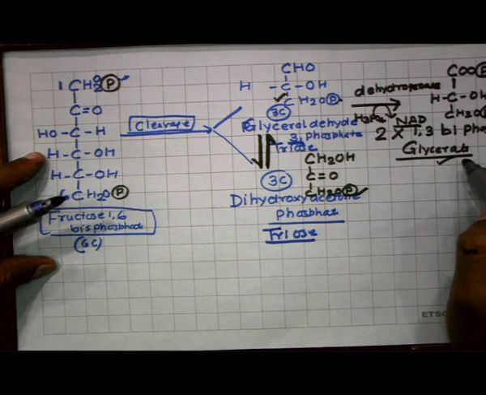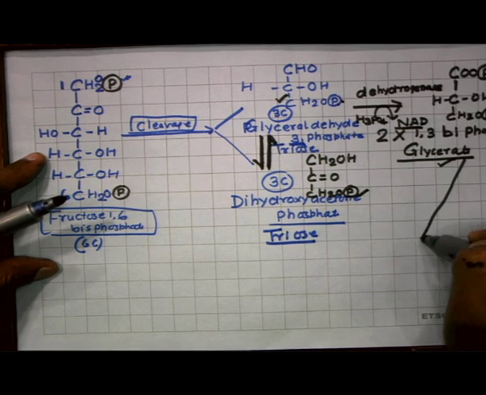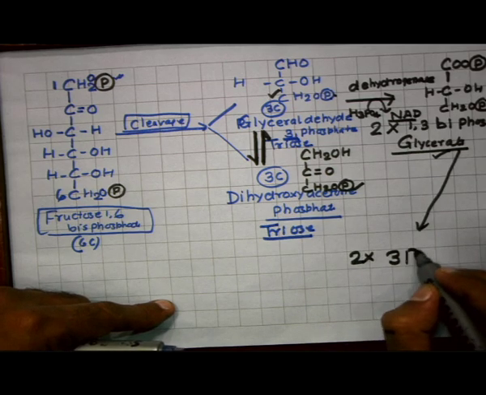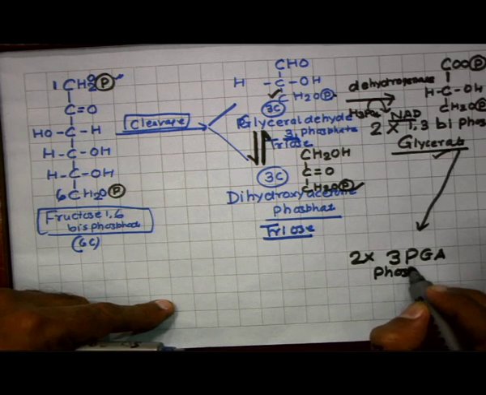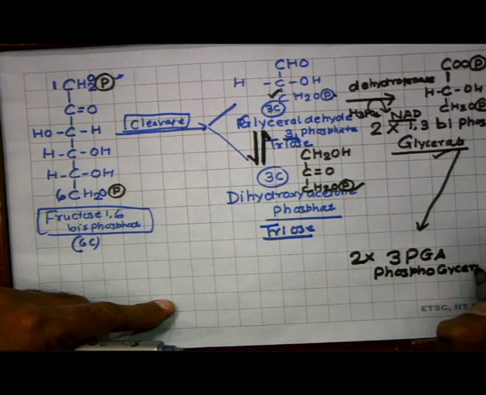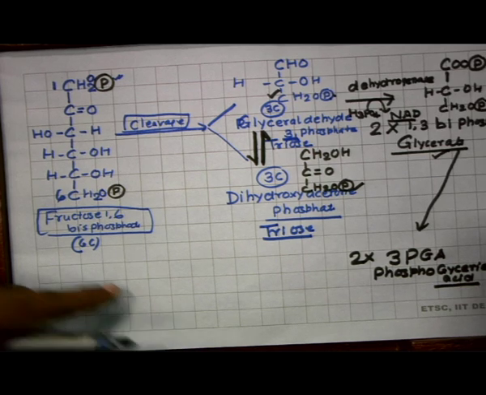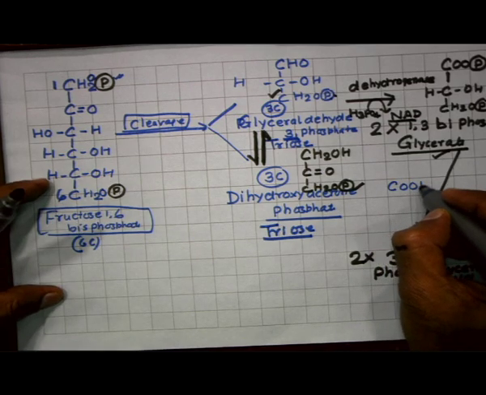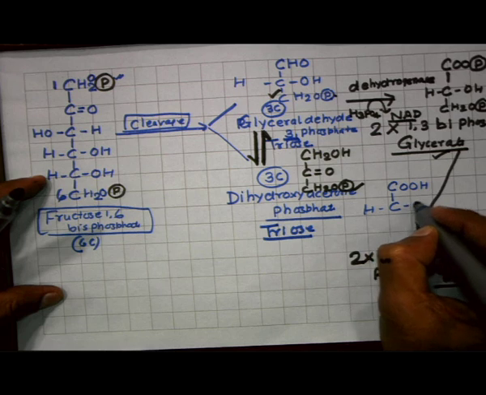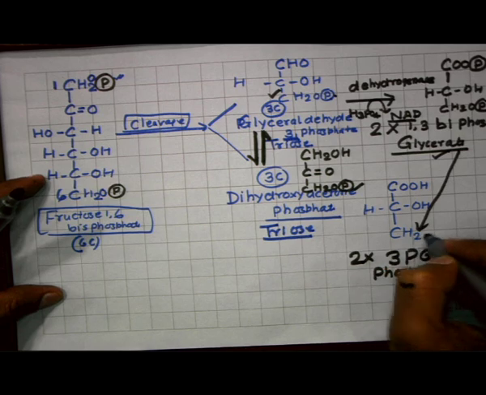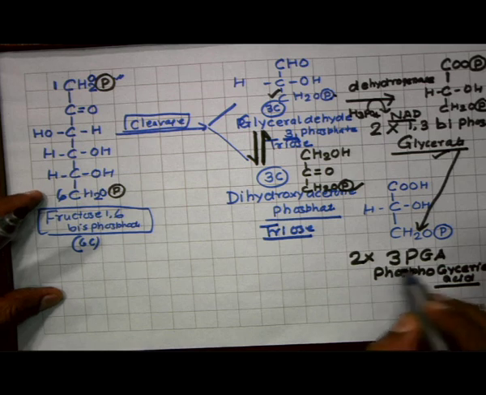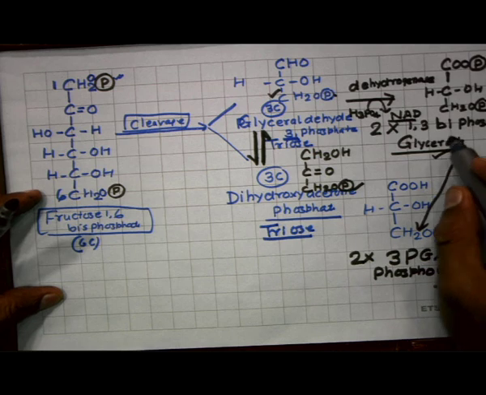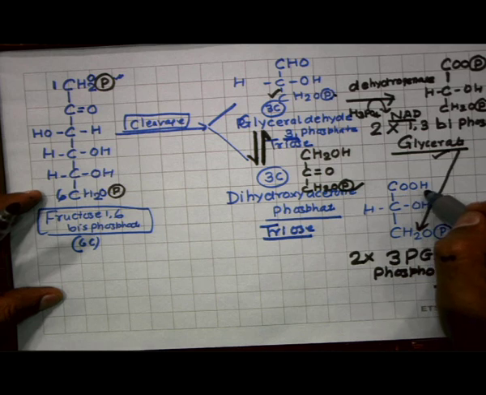This 1,3 bisphosphoglycerate gives two molecules of 3 PGA, that is phosphoglyceric acid. This 3 phosphoglyceric acid, we can write as COOH, CHOH, CH2OP. In 3 phosphoglyceric acid at the third carbon a phosphate group is there. The phosphate which is found at the first carbon in 1,3 bisphosphate is now converted into COOH.